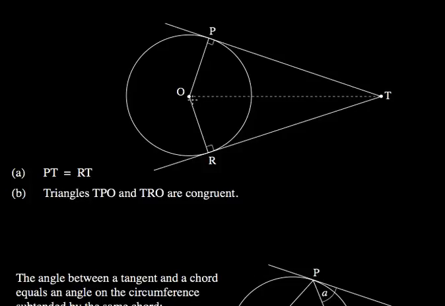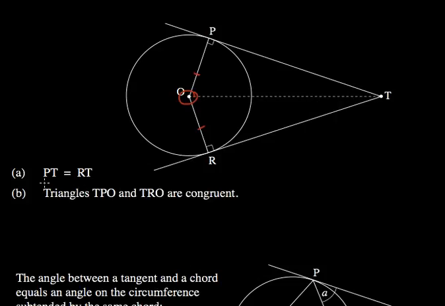In this circle, from the origin, or from the centre, sorry, we've got two radii. We've got one here and one here. And they both meet the tangents at 90 degrees, as we were talking about before. So we know that the lines OP and OR are equal because they're both a radius. And the tangents come out here and meet at point T.